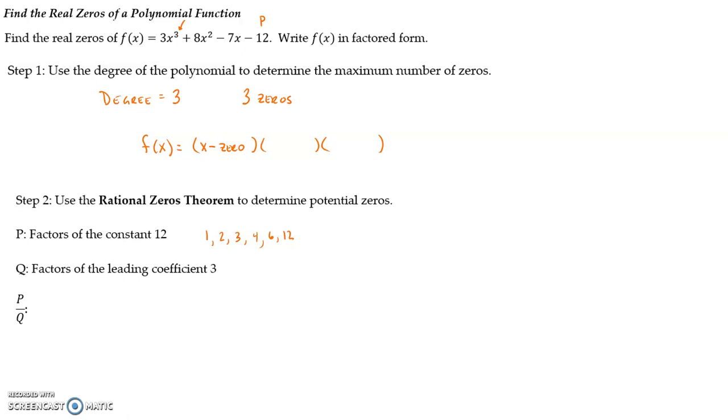The other value that we're going to be working with is our leading coefficient. We're going to call that q. So in this case, we're looking at the 3 that's all the way out in front. And we want to list the factors of 3, which in this case are just going to be 1 and 3. And we're going to be taking these factors and listing our potential zeros. And those are going to be in the form p over q. So this is going to end up being our potential zeros list.